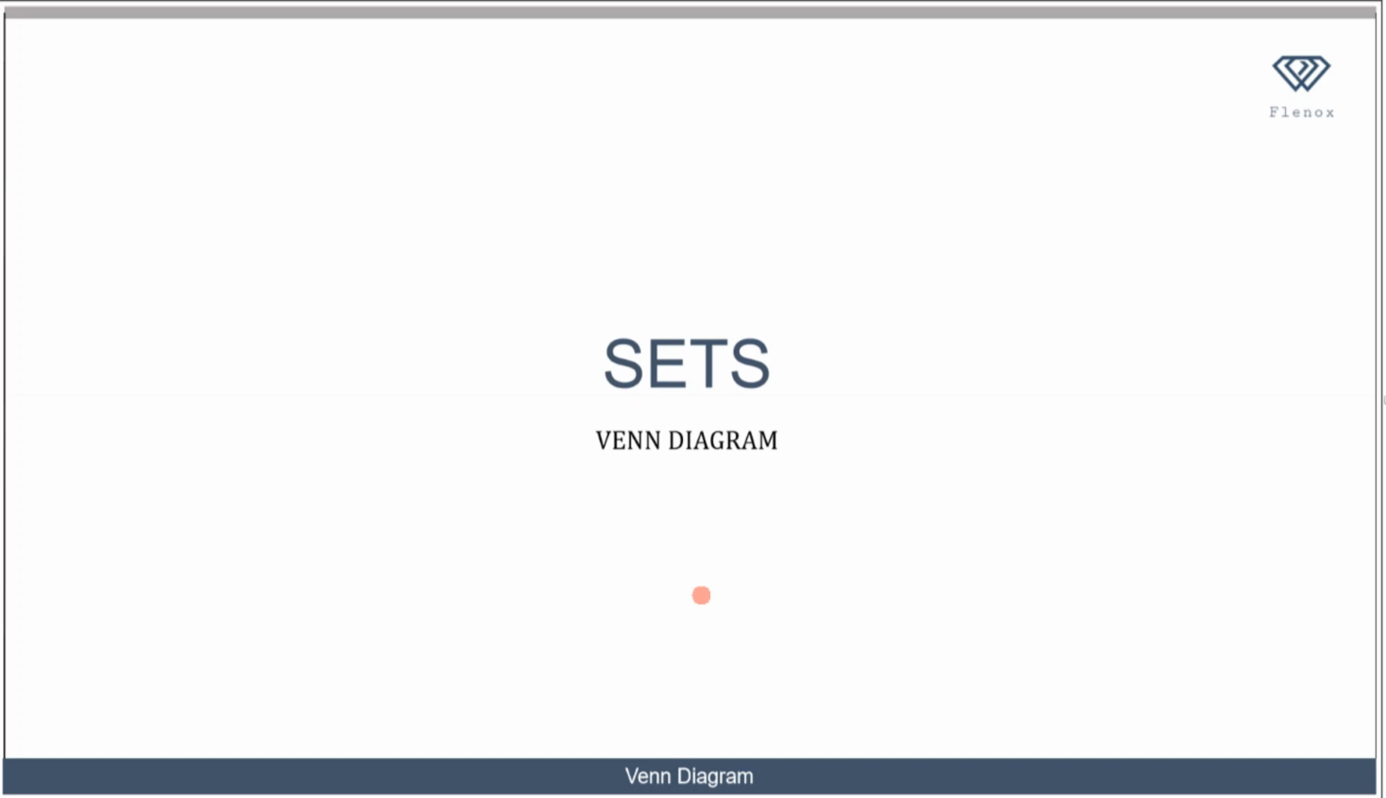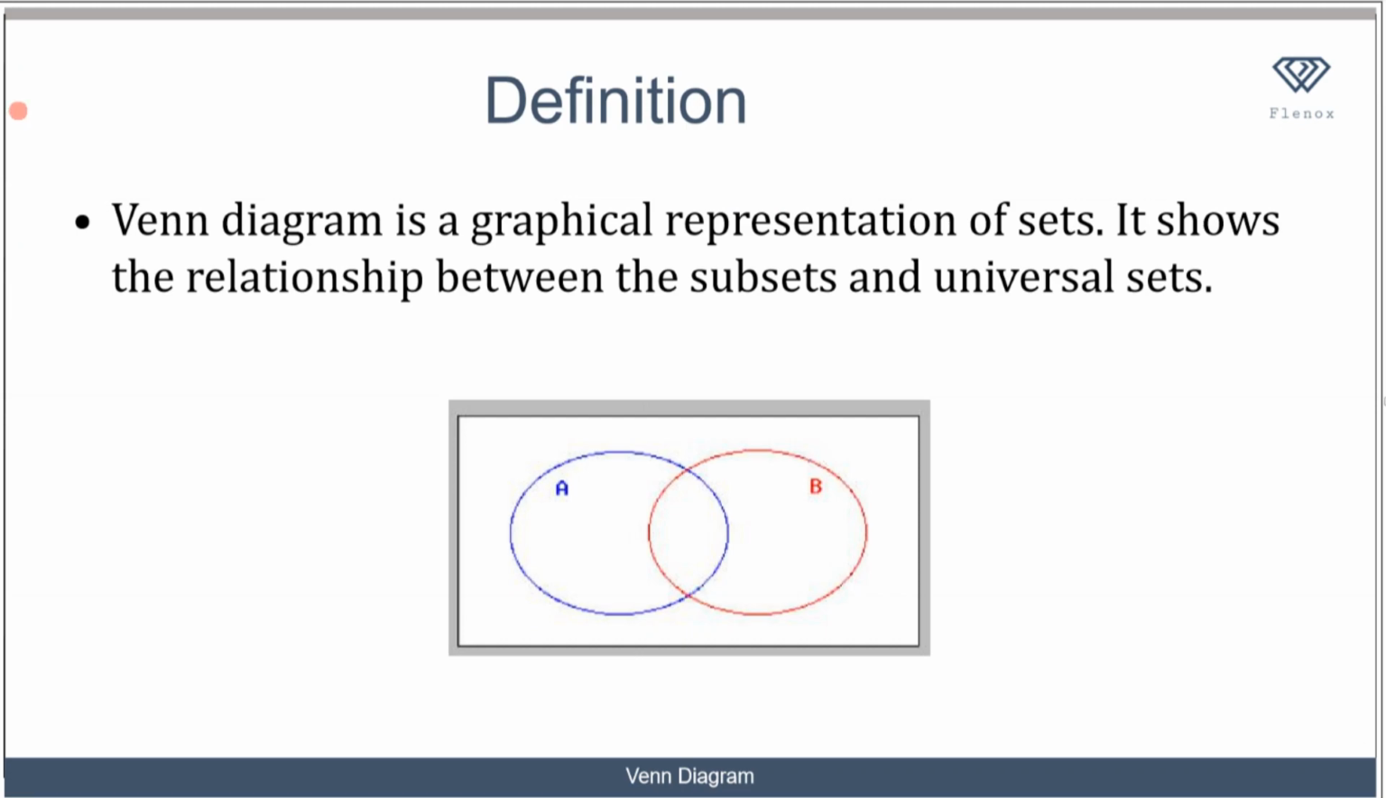So now we'll be looking at Venn diagrams. So what are Venn diagrams? A Venn diagram is a graphical representation of sets. It shows the relationship between subset and universal set. To give you a very broad idea of this, I'm going to quickly be explaining some vital components.